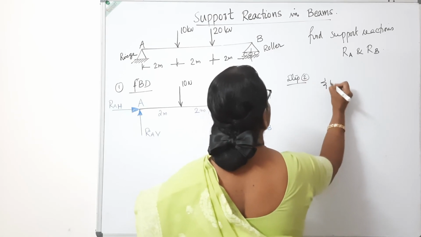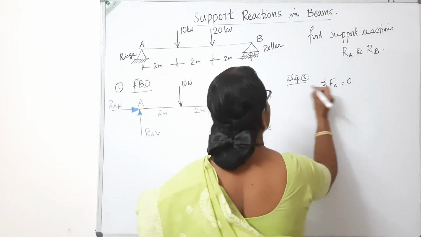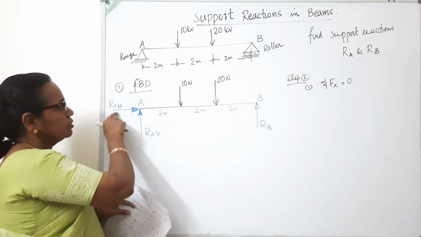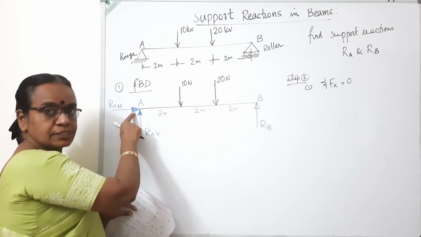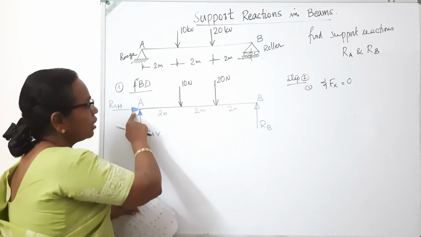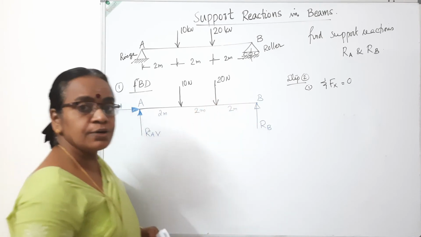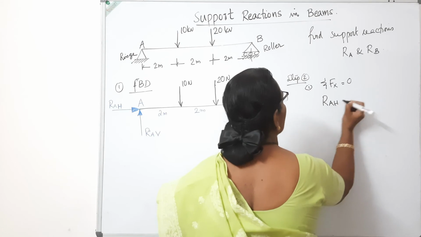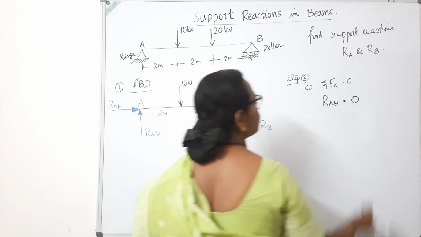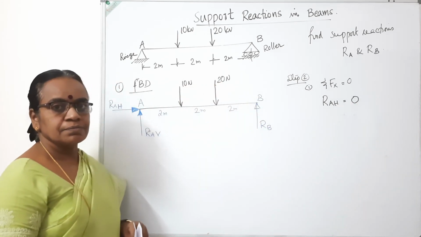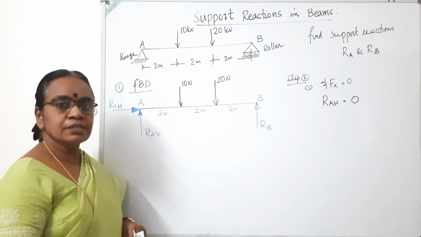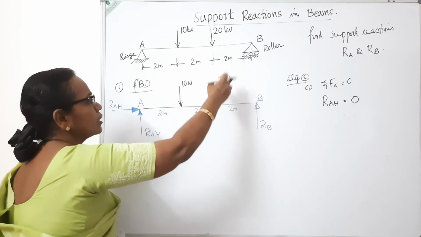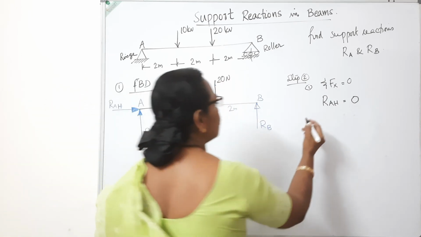Sigma Fx is equal to 0, the first equilibrium equation. Is there any horizontal force? Yes, RAH. So RAH is the only horizontal force. So sigma Fx is equal to 0 will give you RAH is equal to 0. So the horizontal component of the reaction at A is 0, since there is no horizontal load or any inclined load in the structure.